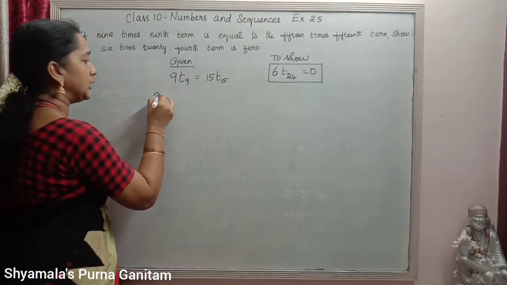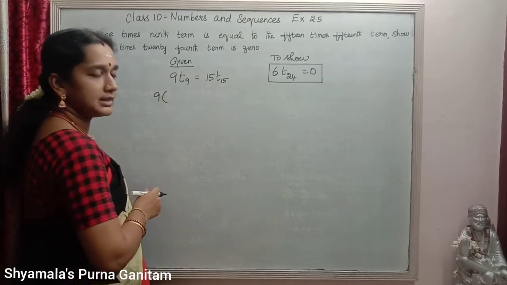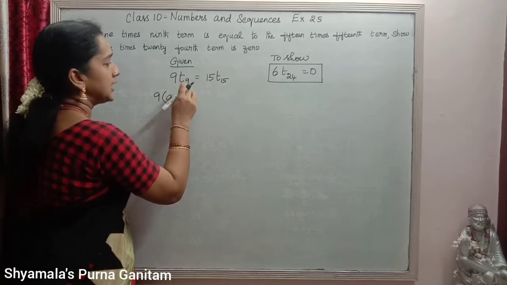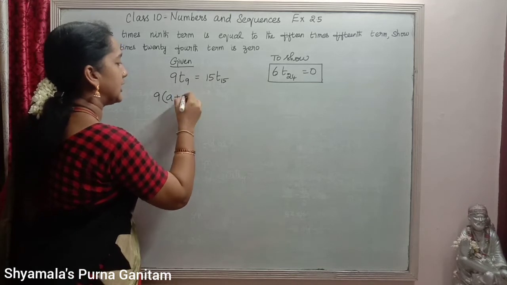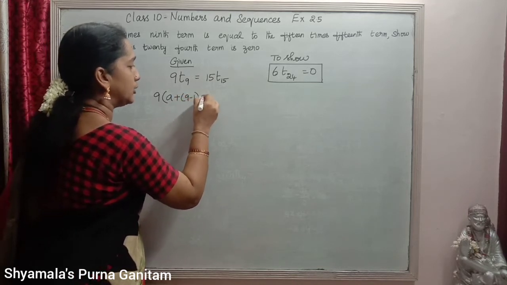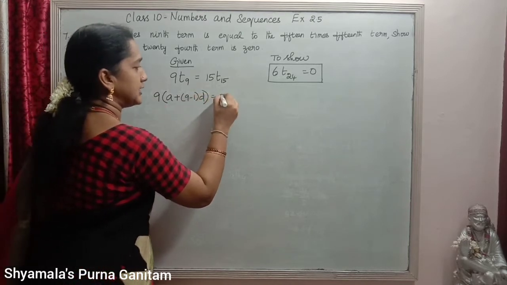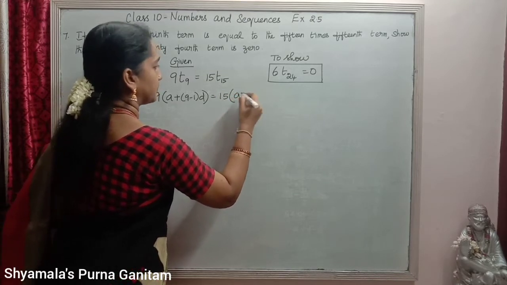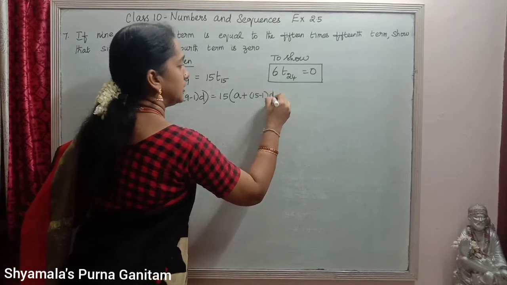So we will simplify this. 9 into T9, where T9 is A plus (n minus 1) into D. So A plus, n is 9, 9 minus 1 is 8D. So we write n minus 1, n is 9, so 9 minus 1 into D. The whole thing multiplied by 9 is equal to 15 into A plus 15 minus 1 into D.